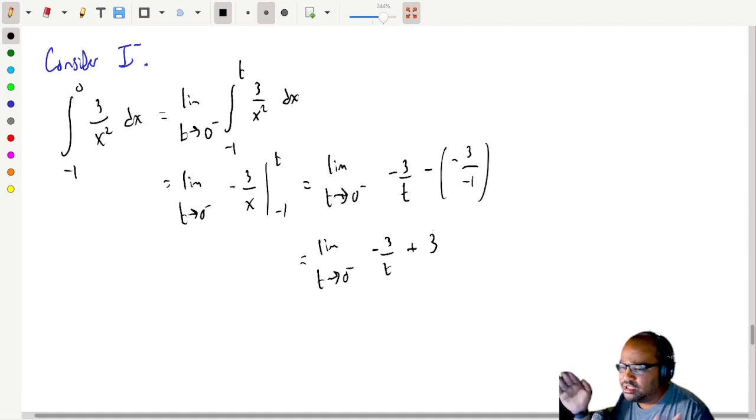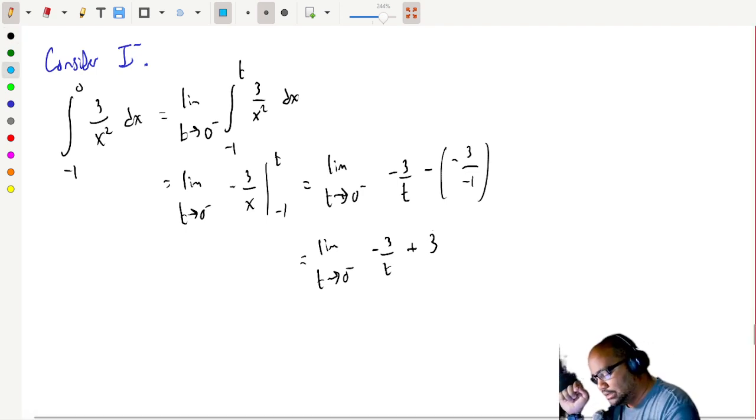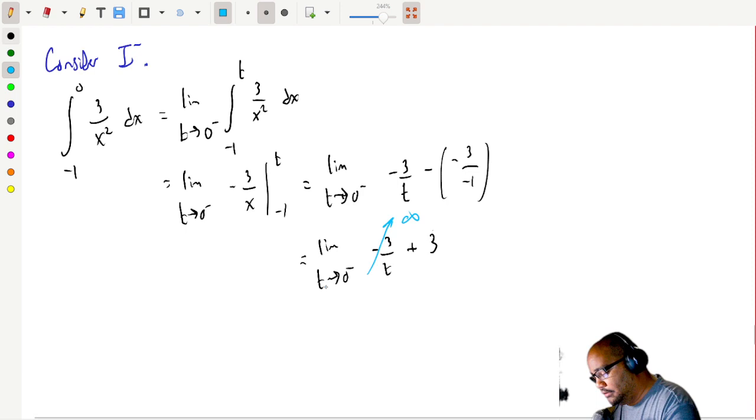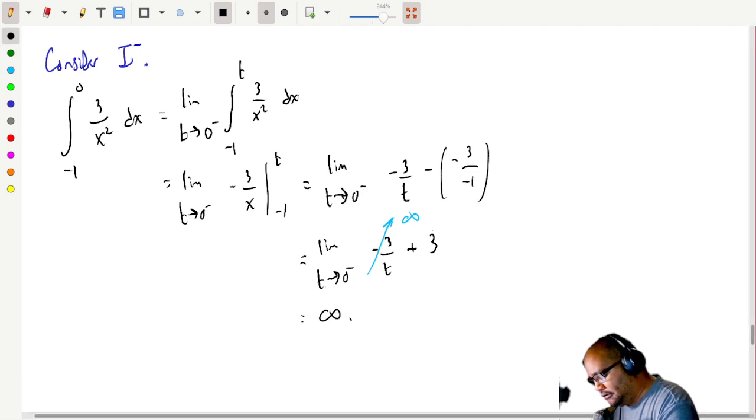Well, we have a minus sign there. It doesn't really matter. The point is, if I put in a very, very tiny number, 3 divided by a very, very tiny number is a very, very big number. So the limit here is infinity. The limit there is infinity. So as a whole, this limit is infinity.